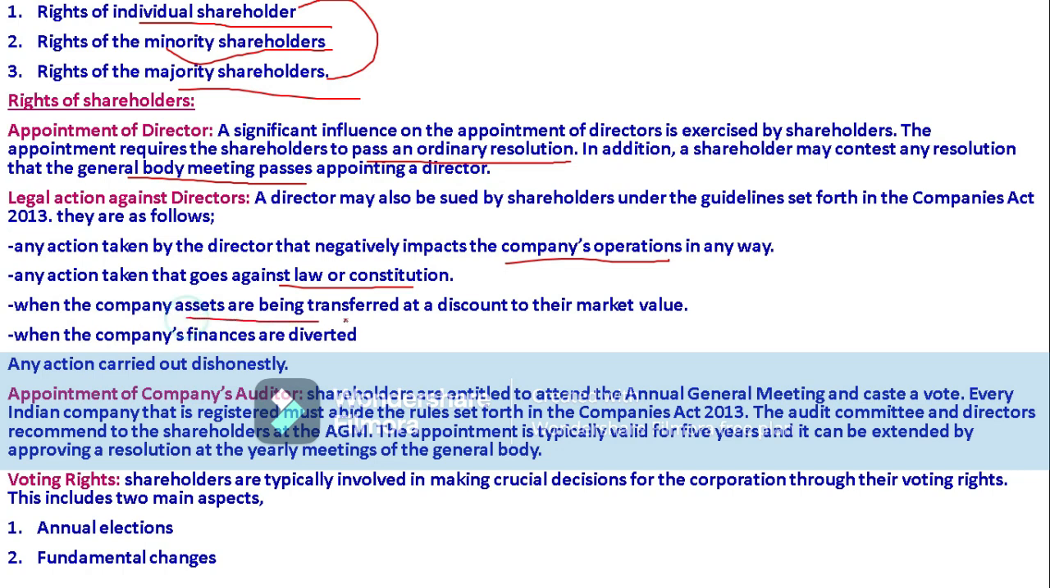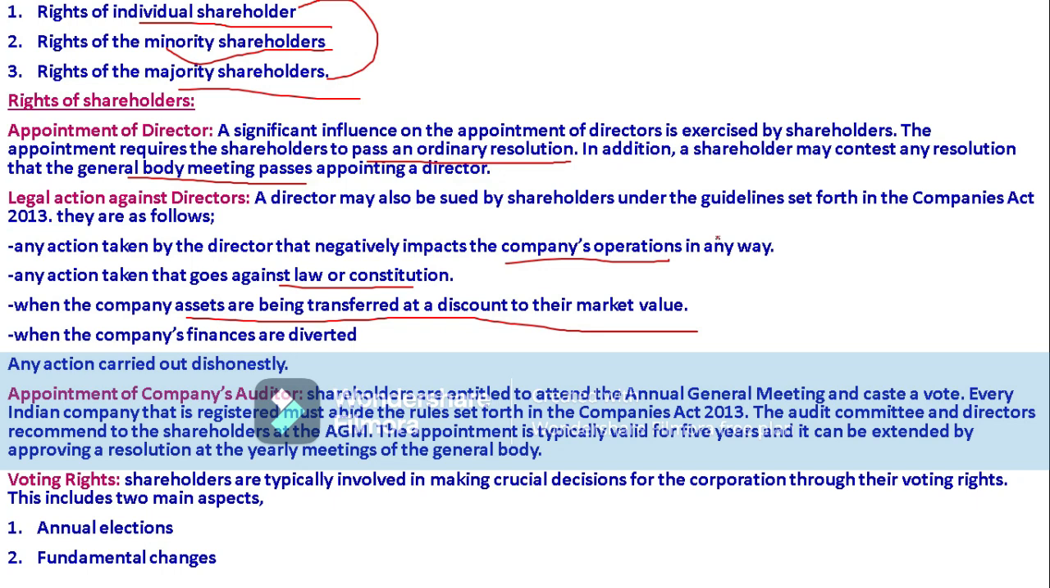Company assets being transferred at a discount to their market value. It means an undervalued rate, even though the market value is, for example, 500 rupees per share. If they have transferred at a discounted price, for example, if they sold shares in a discounted manner for 300 rupees, then in that case also shareholders can take legal action against the directors of the company.